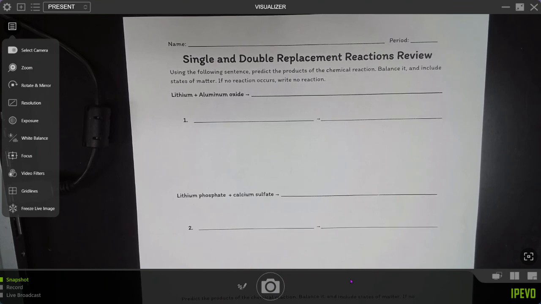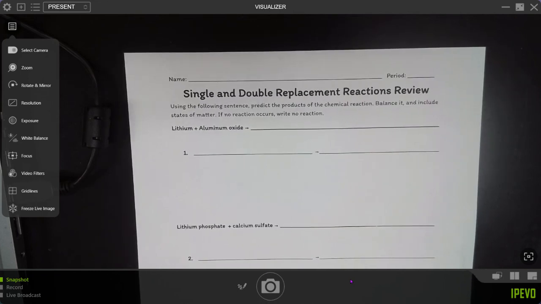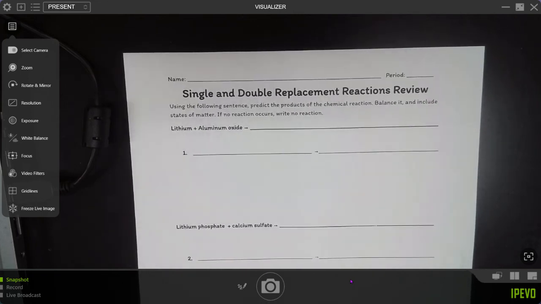We are getting ready for our test on single and double replacement. I thought I would go through what kind of questions you're going to see on the test. You're going to see 4 reactions. 2 will probably be double replacement, 2 will be single replacement. You will have to predict the products.